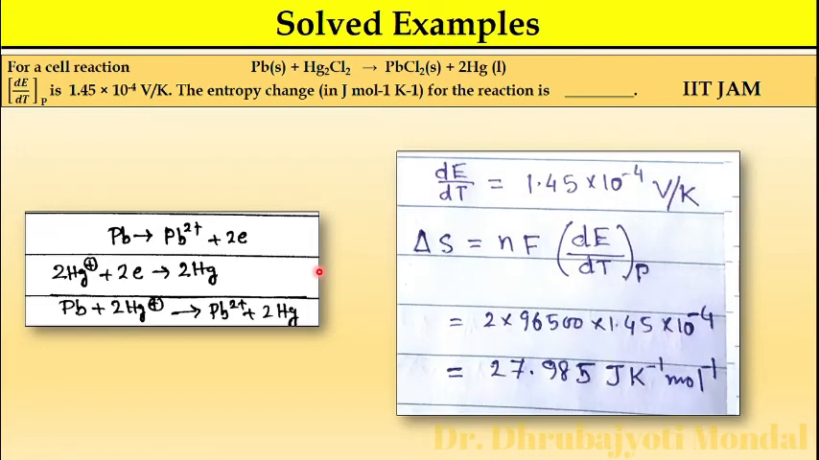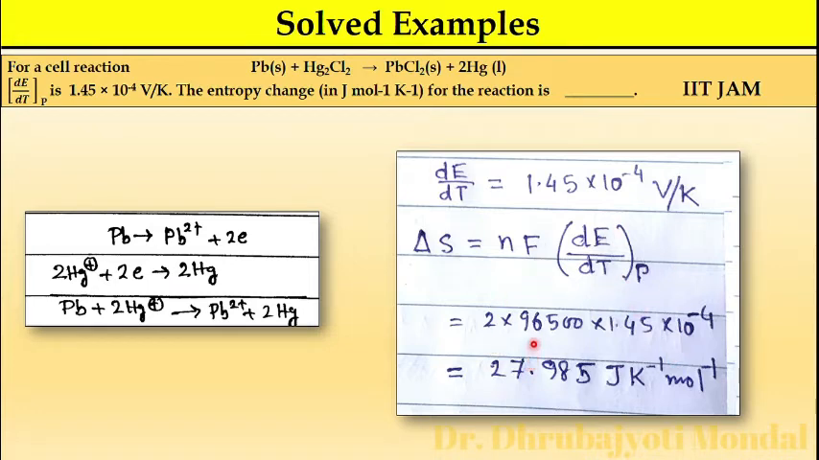Now from the last lecture, you know the formula of delta S. Delta S is equal to nF dE by dT at constant pressure. See my last lecture, and from the lecture you can check how to calculate the value of delta S for a reaction. So delta S is equal to nF dE by dT. dE by dT is given, that is equal to 1.45 × 10⁻⁴ volt per Kelvin. So put the value of dE by dT.